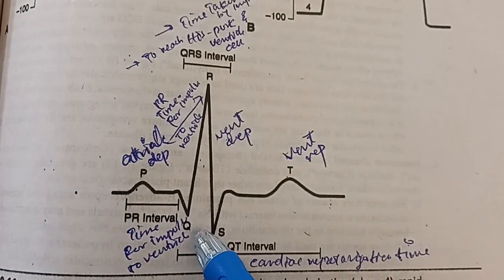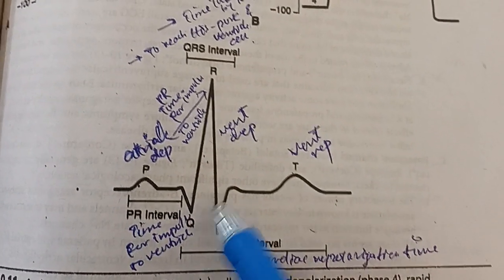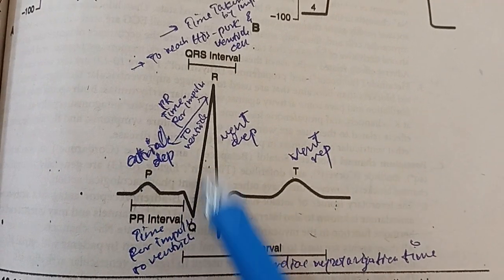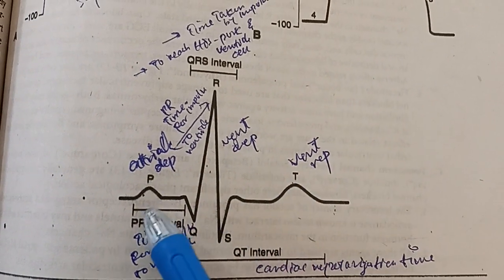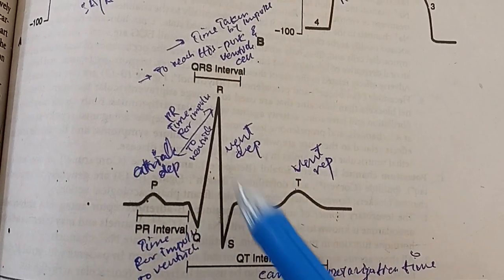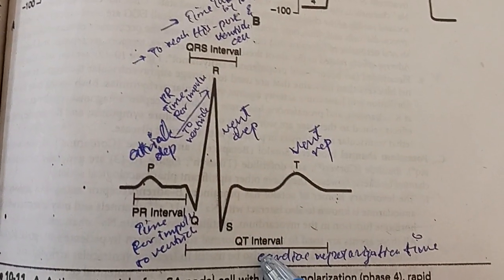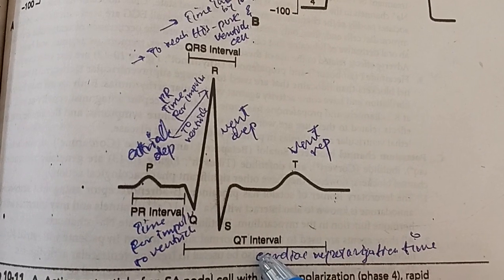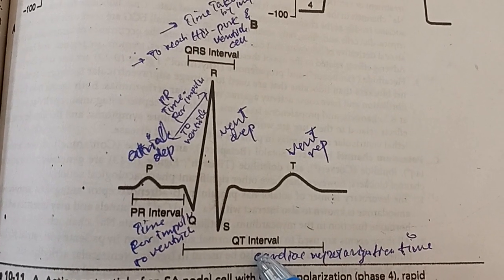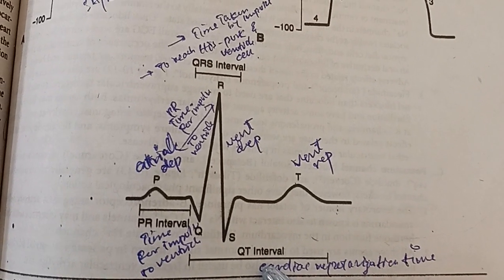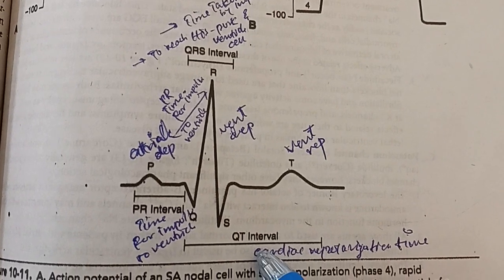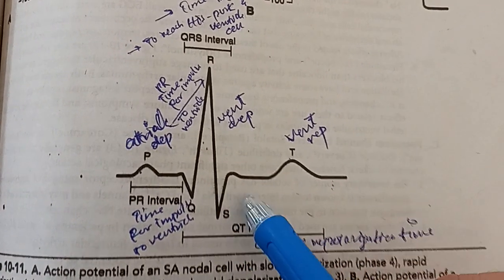Today's topic is about the electrocardiogram. In this topic, I will brief you about the P wave, the QRS complex, the T wave, the PR interval, the QRS interval, the QT interval, and so on. I will also direct you to another video of ours in which we have explained a question that I'm going to ask you during this video.